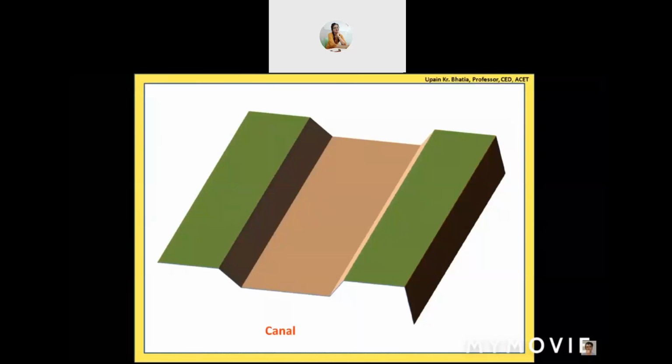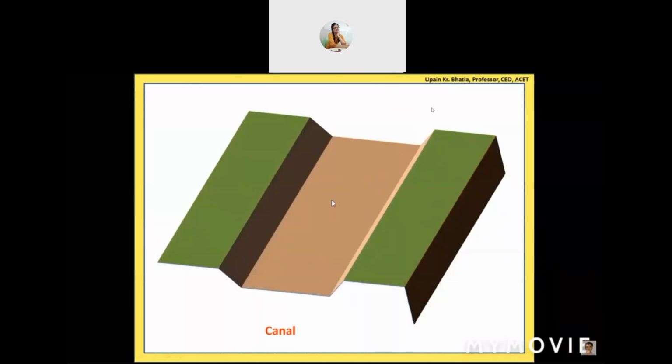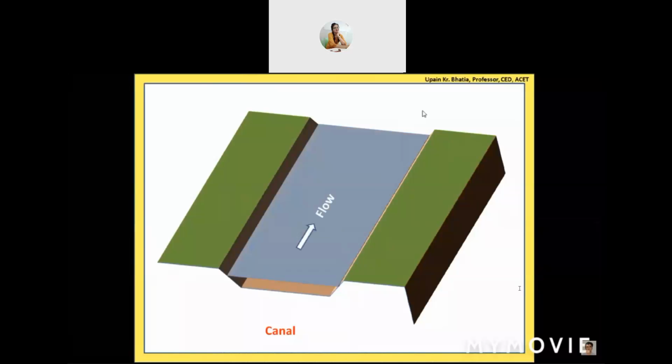But once the water has entered into the canal, you can see this trapezoidal section of the canal. It is a geometrical section, a trapezium, and this cross section is maintained throughout the length. This line is straight, or it can be a little curved depending upon the route of the canal that we decide, but generally it is kept straight in this fashion. So the water will be flowing in this way.